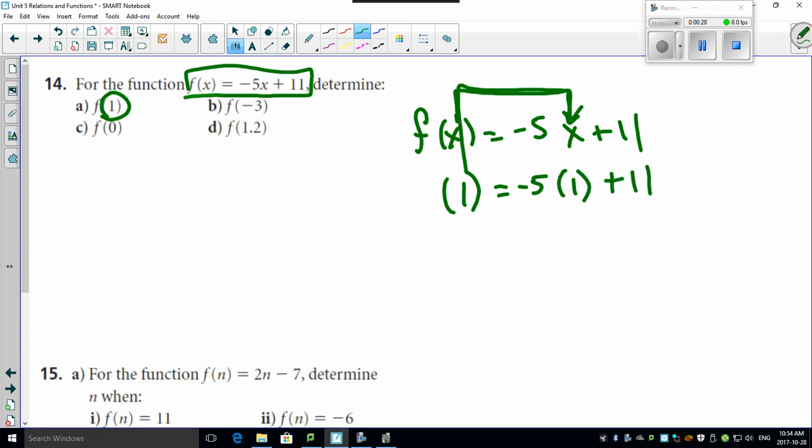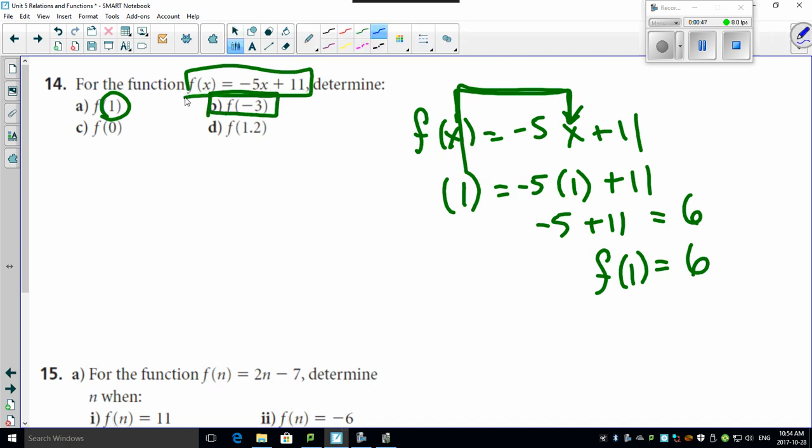How simple is that? Minus 5 times 1 is minus 5, plus 11, this works out to be positive 6. So for f of 1, I can just say this is 6. Done. Look at this one. What if it was f of negative 3? Well, same thing.